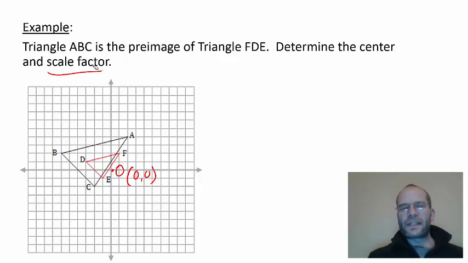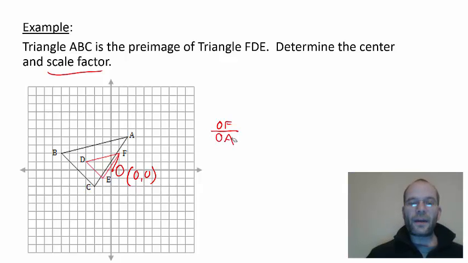Okay, the next thing we need to do is find the scale factor. To find the scale factor, one of the easiest ways to do that is to find some segment in the image and compare that in the form of a ratio to some corresponding segment in the preimage. So in this case, what I will do is we'll grab this segment OF, and we will compare that to the length of segment OA. OF over OA. And when we do that, we'll know what the scale factor is. So OF is a distance in here. F is the point 1, 2. I think you can see A is the point 2, 4.